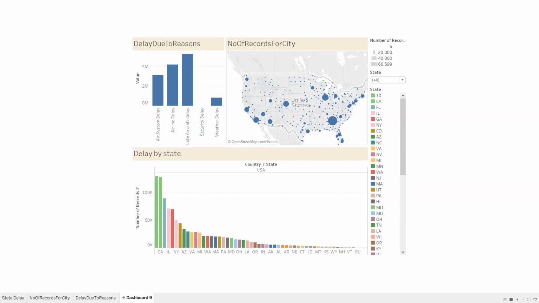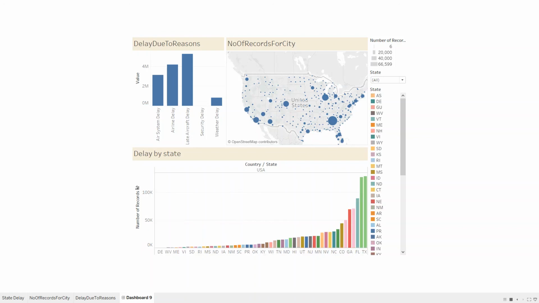We can see the highest bar on the left-hand side belongs to Texas. Texas has the highest number of records, approximately 129,000. Following Texas, we have California, which has the second highest number of records. And we can sort this by clicking here if we want descending or ascending order, like so.